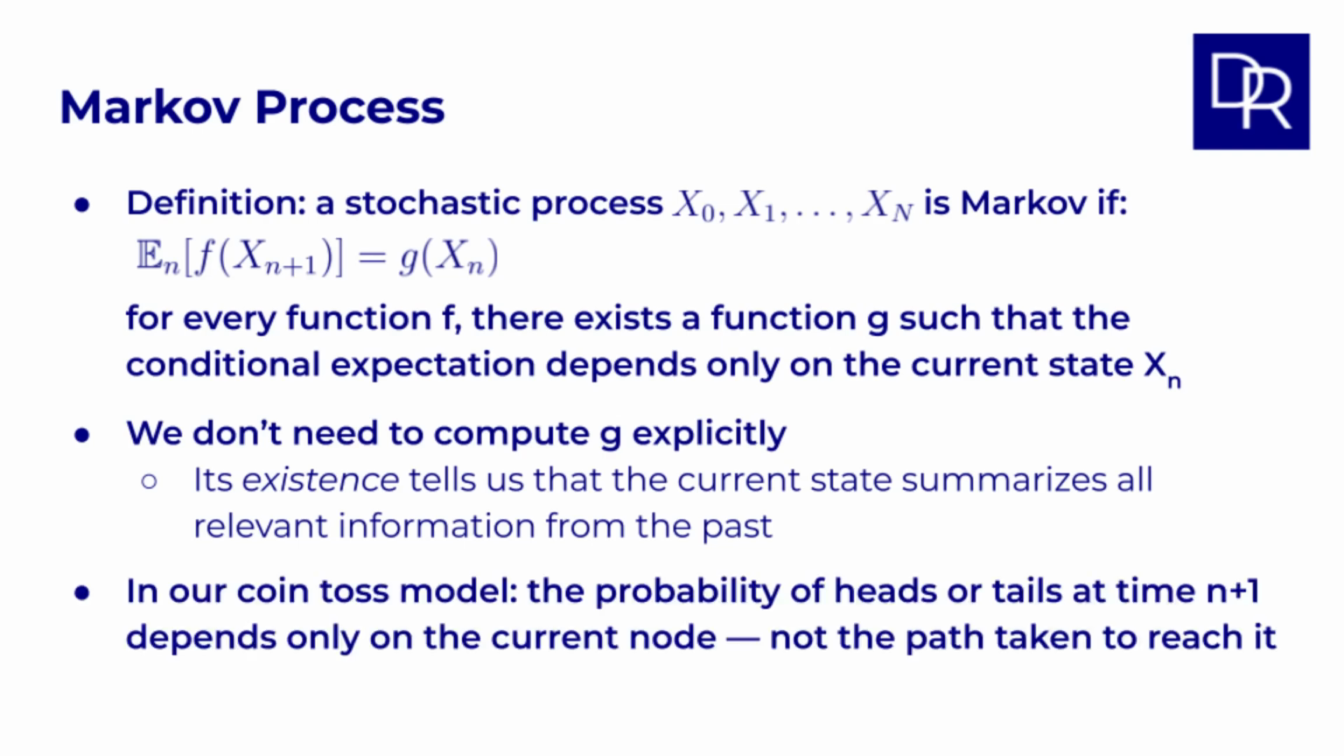In our coin toss model, this means that the probability of heads or tails at future time n plus 1 depends only on the current node, not the path taken to reach it.